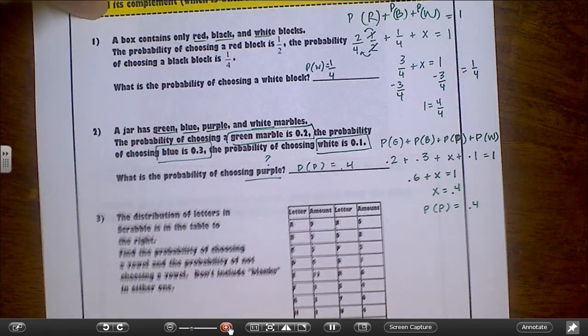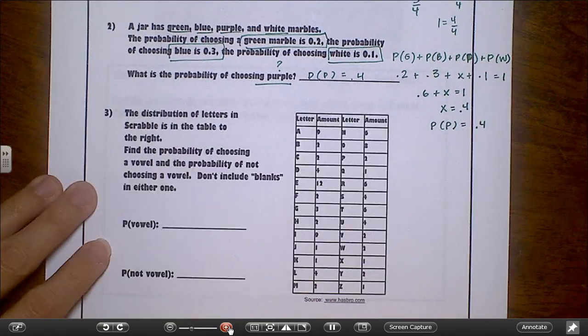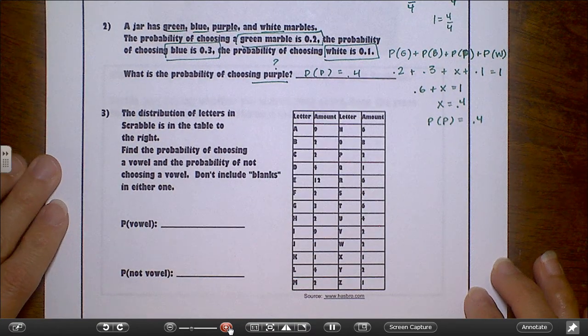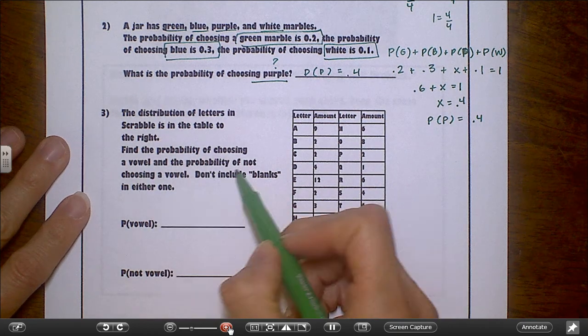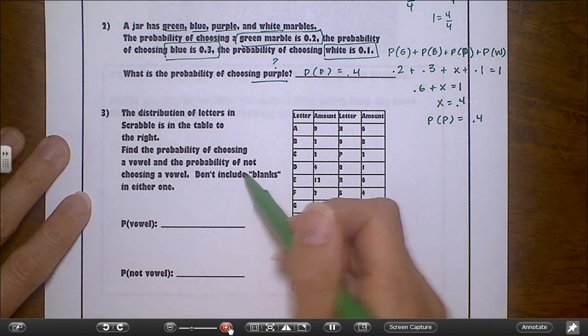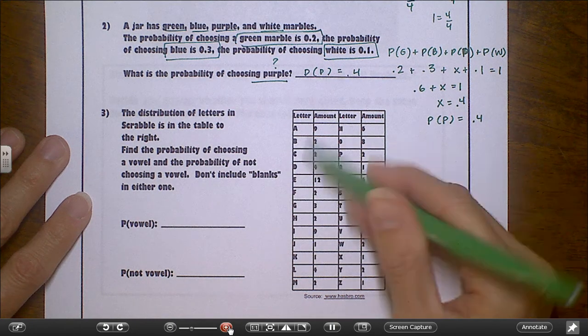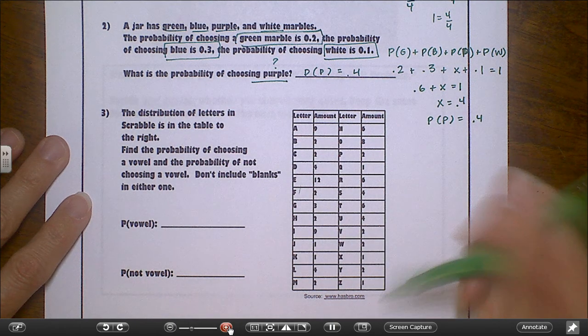All right. The distribution of letters in Scrabble is in the table to the right. Find the probability of choosing a vowel and the probability of choosing not a vowel. Don't include blanks in either one. Okay, so I believe I just didn't put blanks in here.